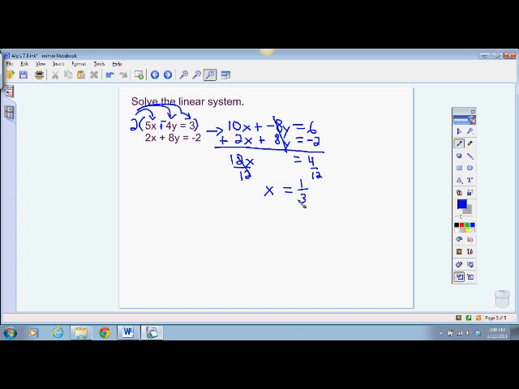Now notice I didn't write this one as a decimal, and the reason for it is because this gives me 0.3 repeating. I don't want to do that. I don't want to write 0.3 repeating because I need to be able to substitute this value in. So that's why I'm going to leave this as 1/3.